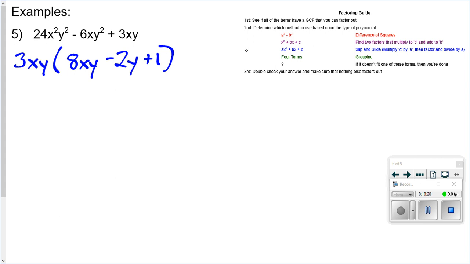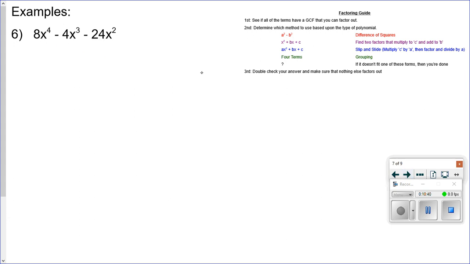And it does not. It does not fit any of these forms that we have here. So the question mark here says, if it doesn't fit one of these forms, then you're done. So we're done. That's it. That's all you can do with that one is factor out the 3xy.